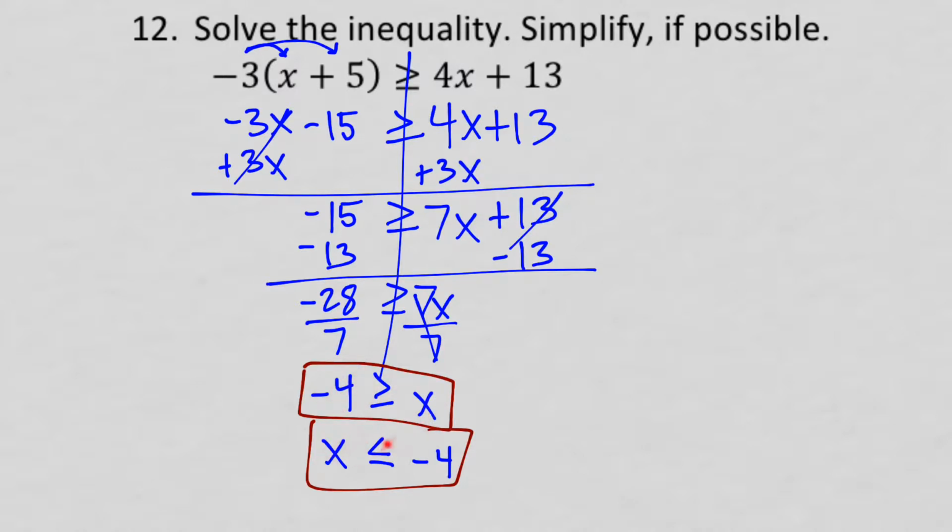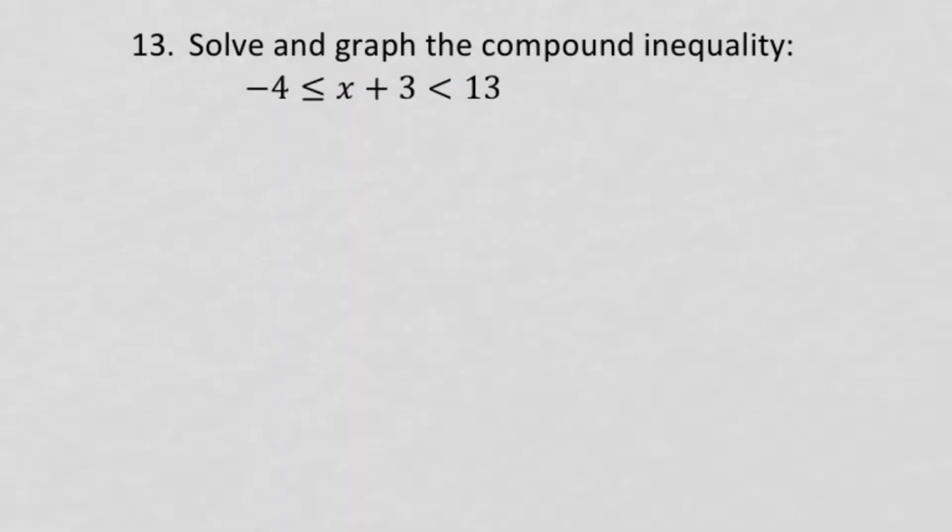This one is saying that x is a number that is smaller than negative 4. Both are saying the exact same thing. Okay, 13. Solve and graph the compound inequality negative 4 is less than or equal to x plus 3 is less than 13. What you need to do here is solve two inequalities at the same time.